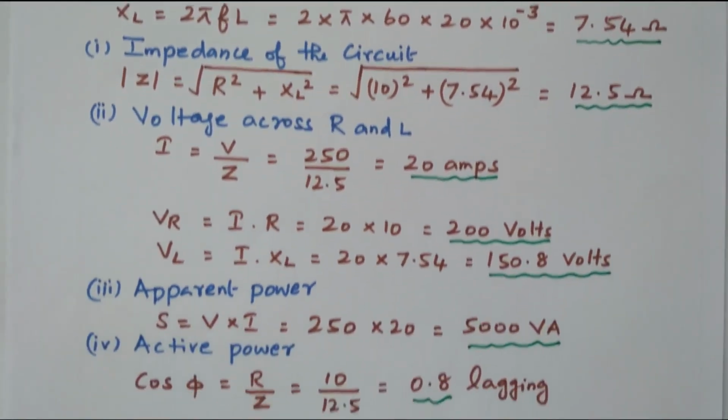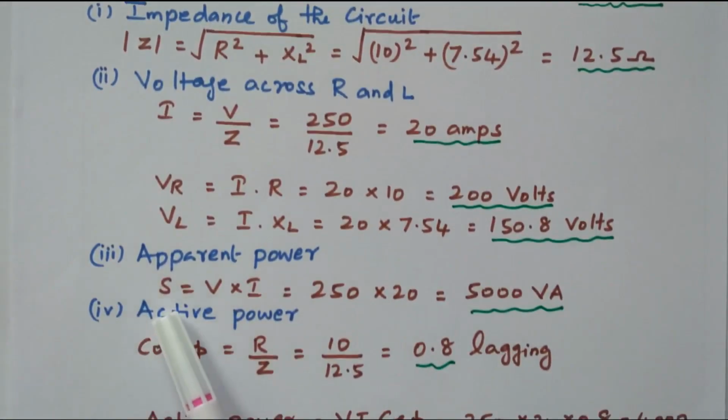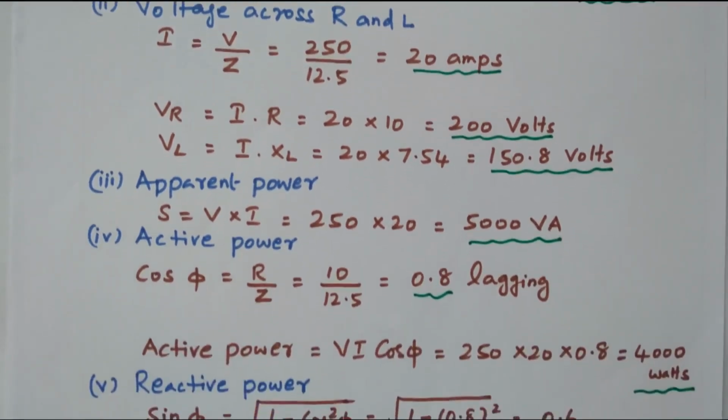Now we will go to the apparent power. Apparent power S is nothing but V into I, voltage into current. Voltage is 250, current is 20. So 250 into 20, 5000 VA. The unit for apparent power is volt ampere. Then we will find the active power.